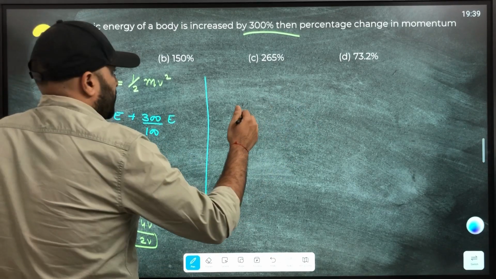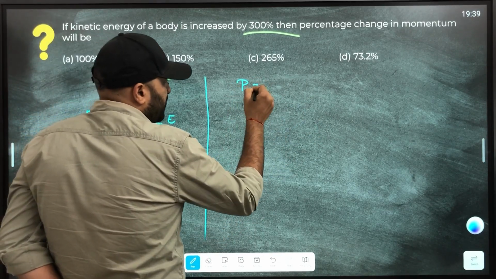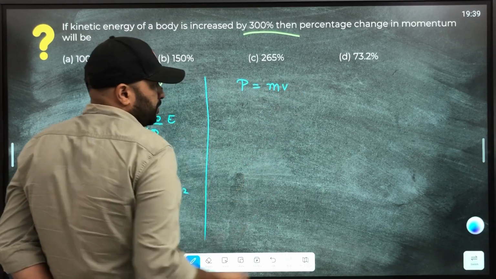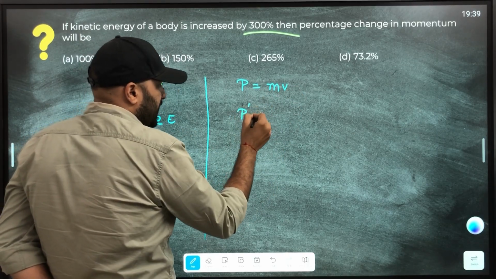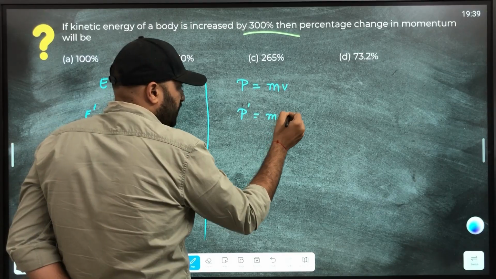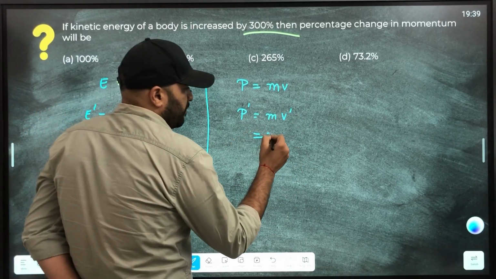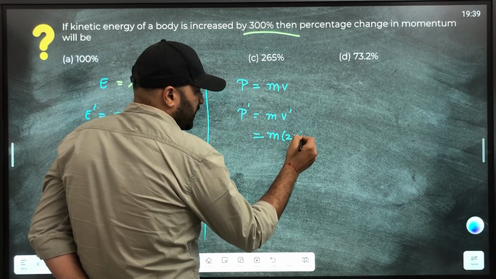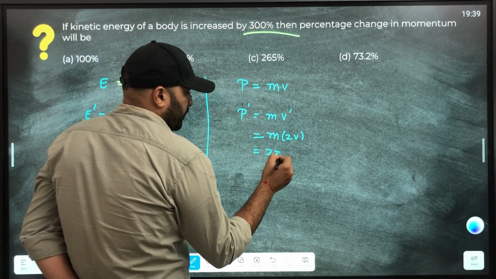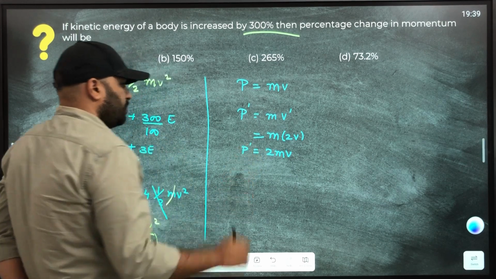Let's come back to this. What is the change in the momentum? The previous momentum was P, which is mass into velocity. The new momentum will be P dash, the same mass with the new velocity v dash. And what's the new velocity? 2v. So this will be m into 2v. The new momentum will be 2mv. I hope this is clear. This is the new momentum.